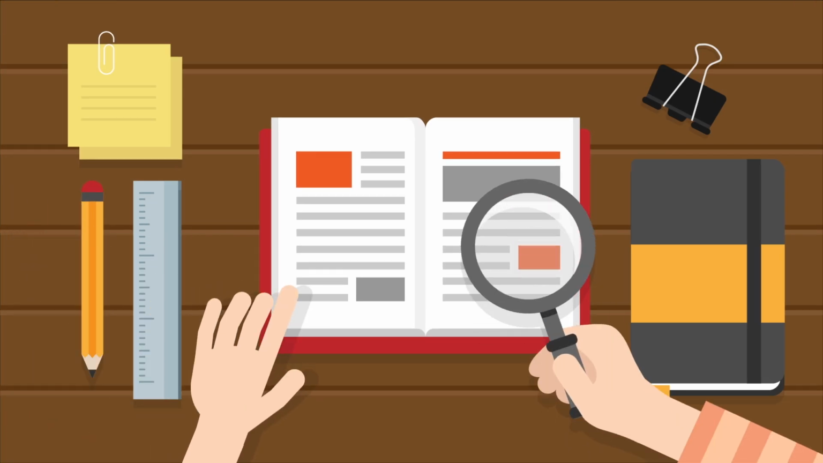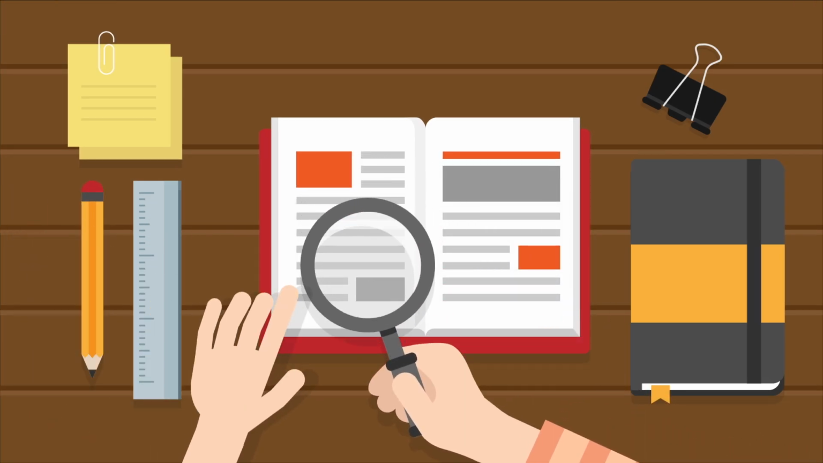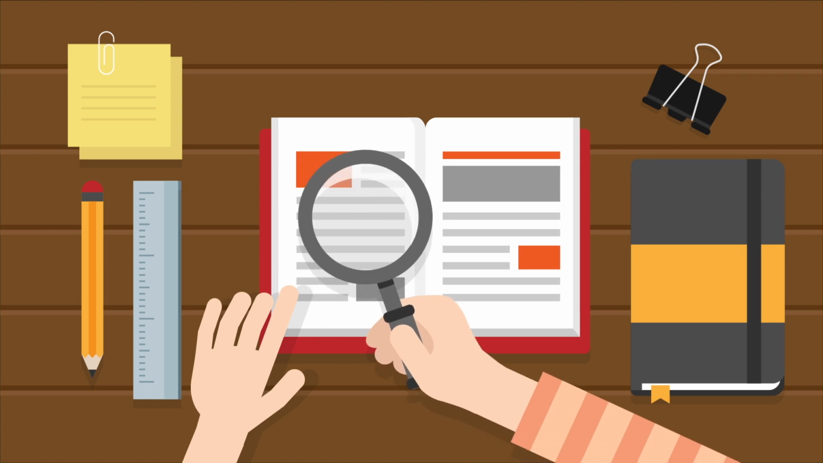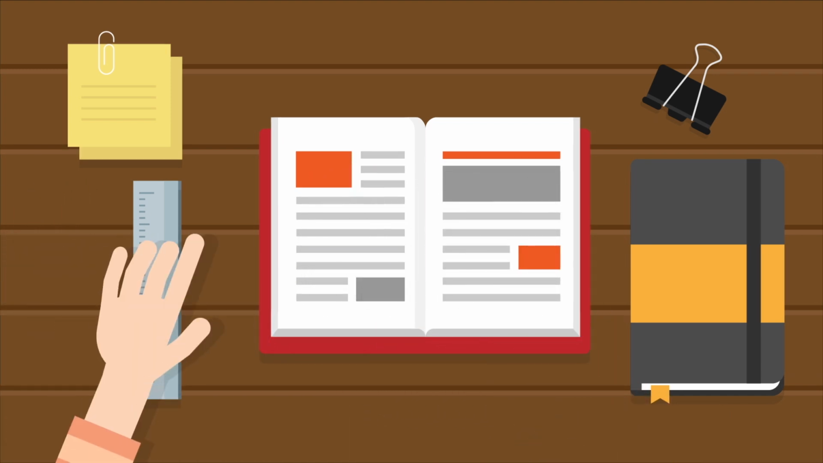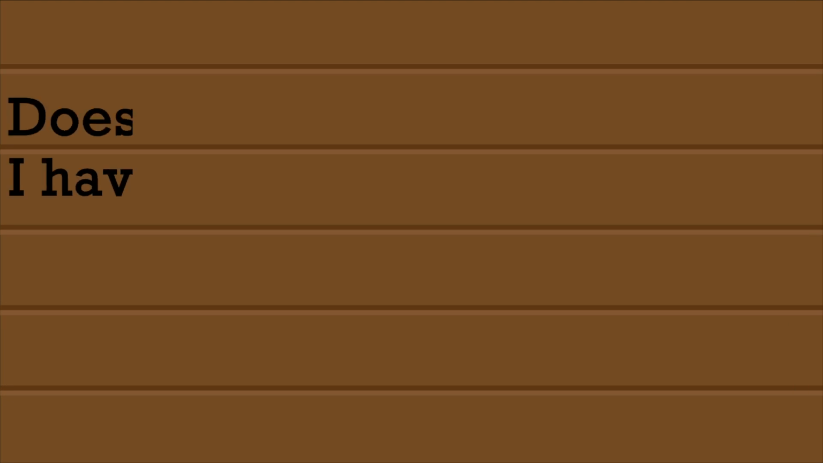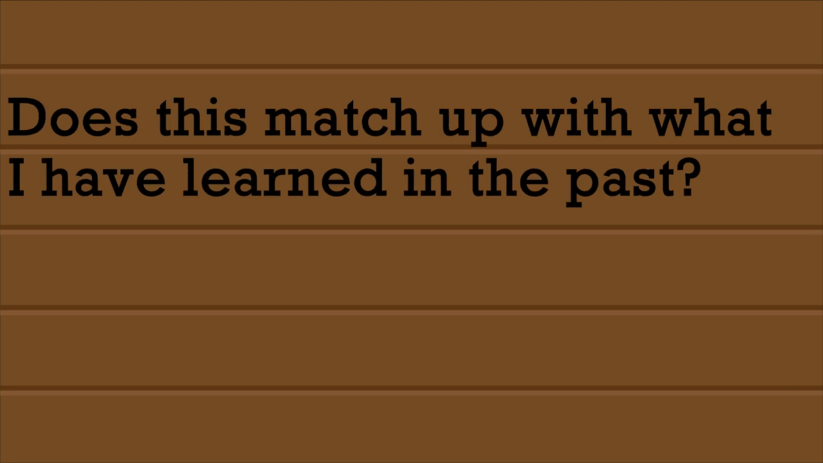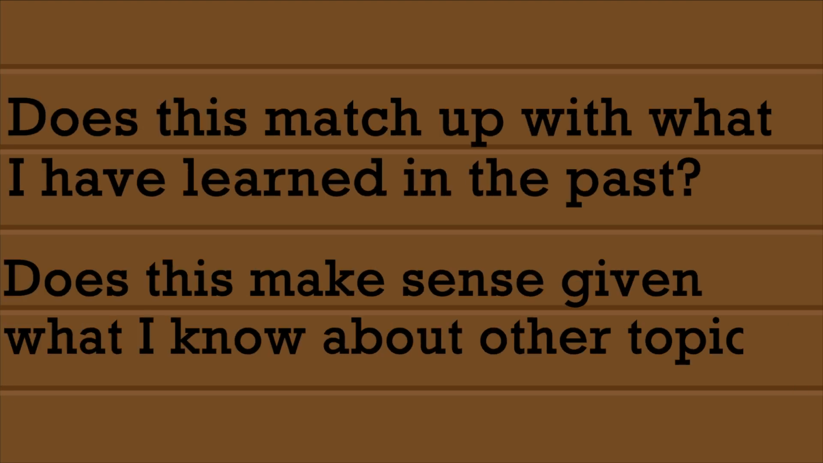As you read, your goal is to understand the why behind each piece of information and make sure what you are reading actually makes sense. To help with this reading process, ask yourself a couple of questions as you go. First, does this match up with what I have learned in the past? And second, does this make sense given what I know about other topics? These two questions help slow you down and force you to think about each thing as you read. As you read, if you are confused at any time, take the time to reread, Google, use YouTube, or things like ChatGPT to clear up any confusion before moving on.